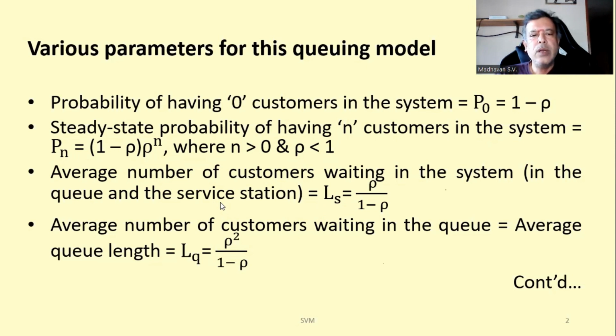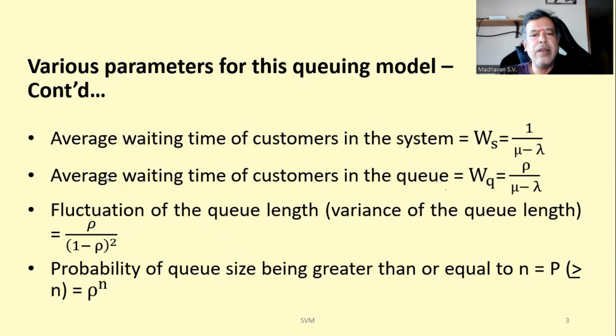Then we can find the average number of customers, or expected number of customers, in the system, meaning in the queue as well as the one who is getting the service, that is L suffix S, which is rho divided by 1 minus rho. The expected number of customers waiting in the queue is L suffix Q equals rho square divided by 1 minus rho. This is also called the average queue length.